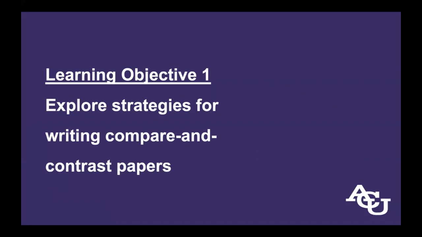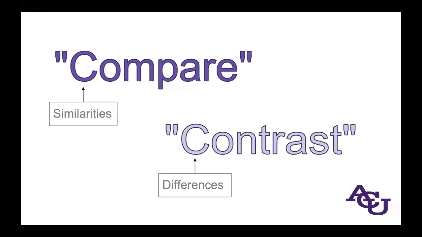Okay, let's look at learning objective 1. But before we start talking about writing strategies, let's deal with the basics by talking about what comparing and contrasting means and why we might want to write a compare and contrast paper to begin with. So, in the sense that we're addressing it here for this assignment, comparing means to explain how two subjects are similar. Okay, so comparing, how are two subjects similar.